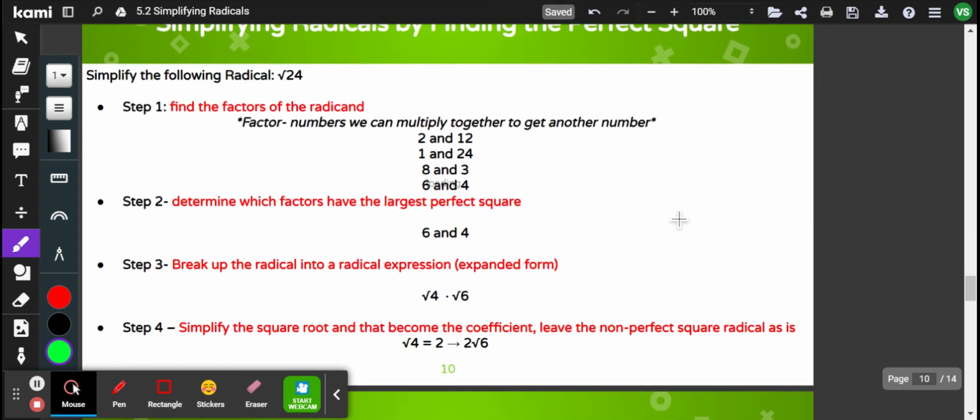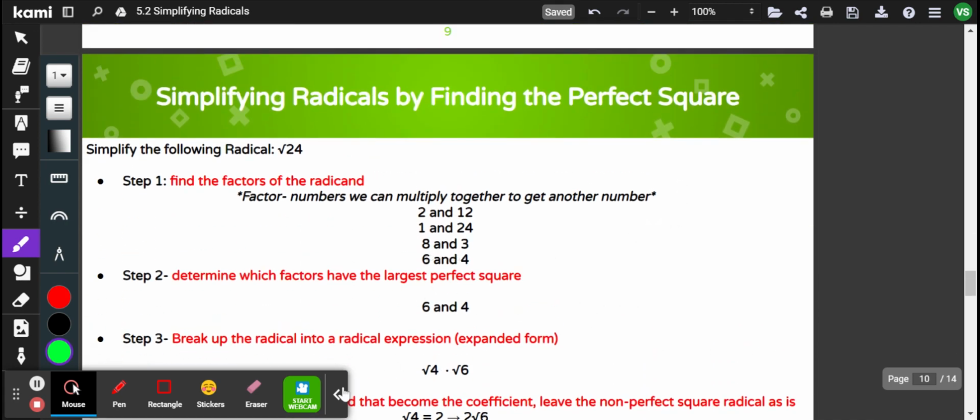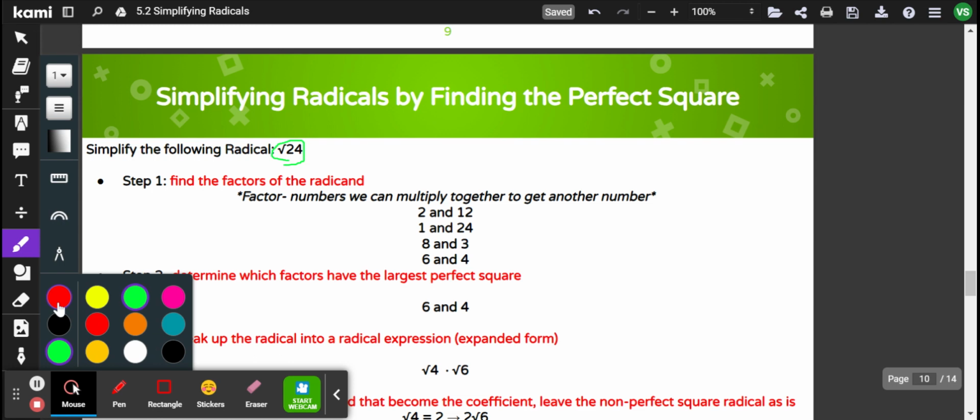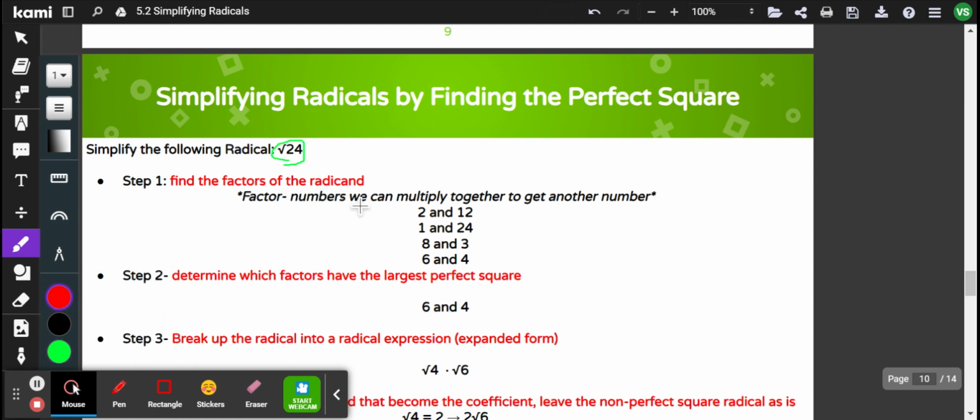Let's look at the perfect square method. If I'm going to simplify this radical, root 24, first I would have to find the factor pairs that when multiplied give you that. These are all the factor pairs. 2 by 12 is 24. 1 by 24 is 24. 8 by 3 is 24. 6 by 4 is 24.